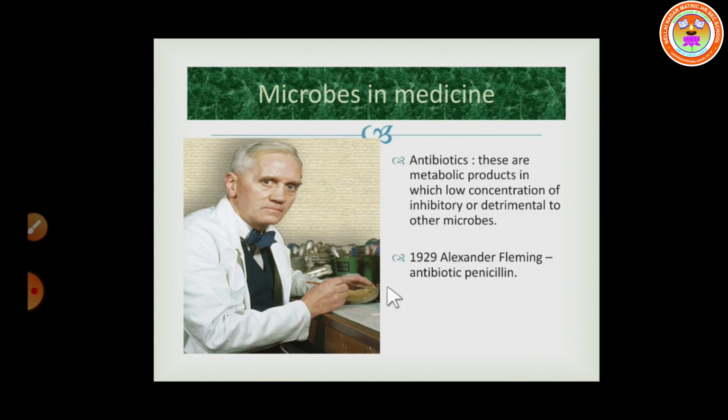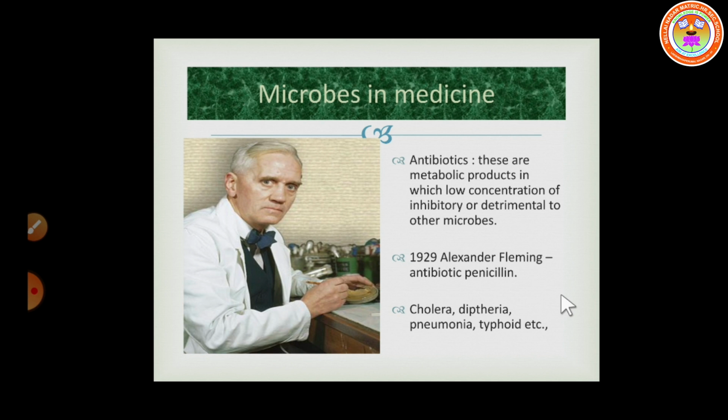So in 1929, Alexander Fleming produced the first antibiotic, penicillin. In human beings, antibiotics are used to control various diseases like cholera, diphtheria, pneumonia, typhoid, etc. So, Alexander Fleming was the first scientist to produce the antibiotic penicillin.